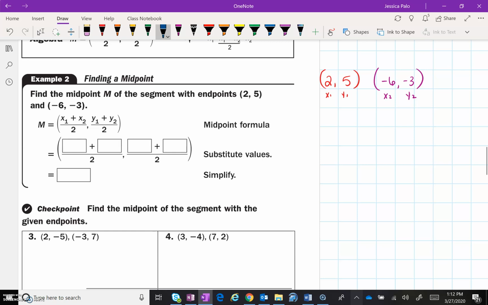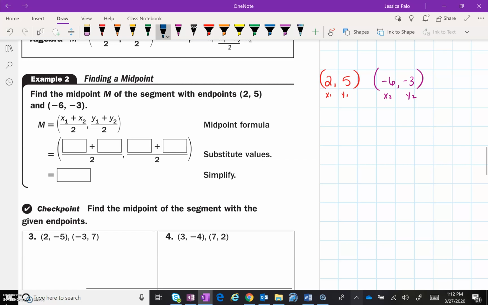I'm going to sing it to you. It goes, midpoint, midpoint, what do? Add them together and divide by 2. So you can replay that as many times as you want to memorize it.